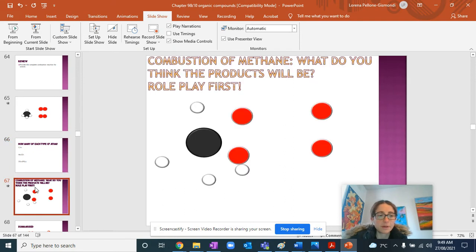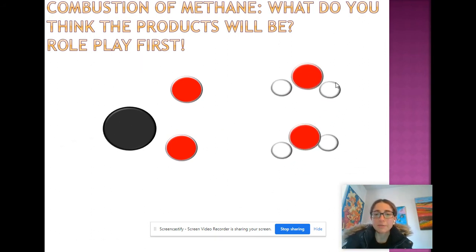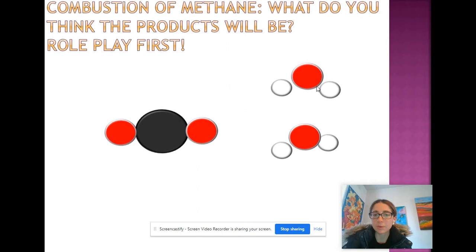Rearranged. Perfect. So you actually have 2 hydrogens going with the oxygen, and that forms water, and 1 carbon with the 2 oxygens there forming carbon dioxide.